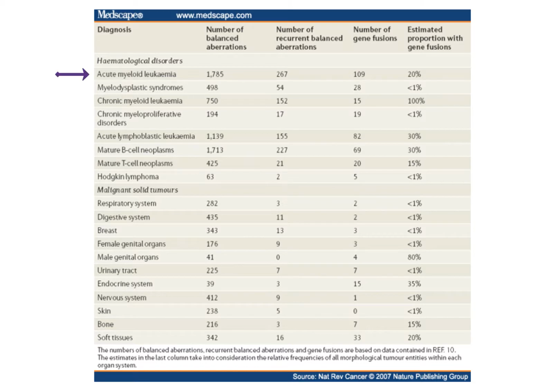So you can see in this case, the acute myeloid leukemia, about 20% of those cancers are caused by gene fusion. In chronic myeloid leukemia, another blood cell cancer, 100% of those are caused by gene fusions and then protein fusions. And then down here, a couple of other ones, acute lymphoblastic leukemia, mature B cell neoplasms, and mature T cell neoplasms often are caused by gene fusions.